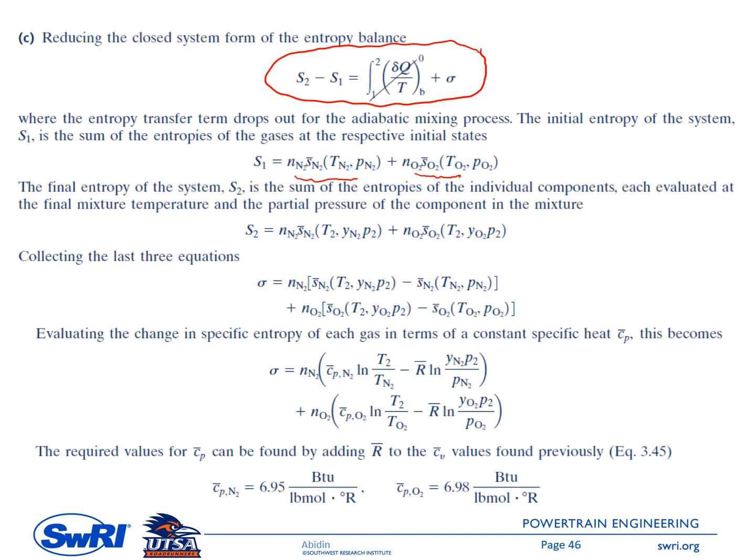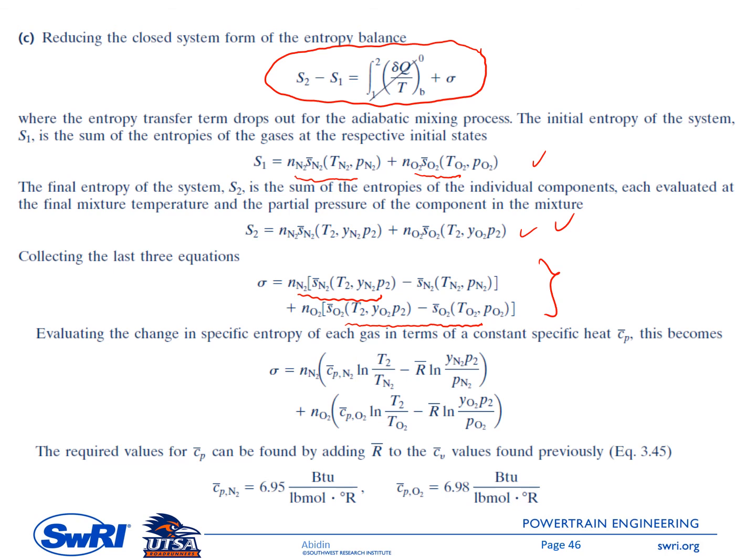The final entropy of the system, S2, is also the sum of the entropy of the individual components, each evaluated at the final mixture temperature and the partial pressure of the component in the mixture. So you have this formula. Keep in mind, to get the entropy we need two properties, in this case temperature and pressure. If we collect these terms together, you will get this correlation. So sigma equals this, where this is the contribution from nitrogen and this one is from oxygen.